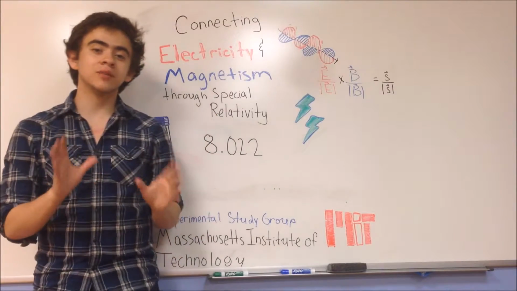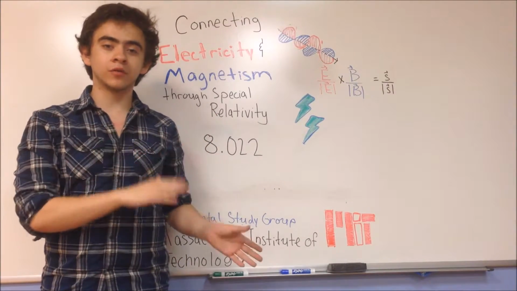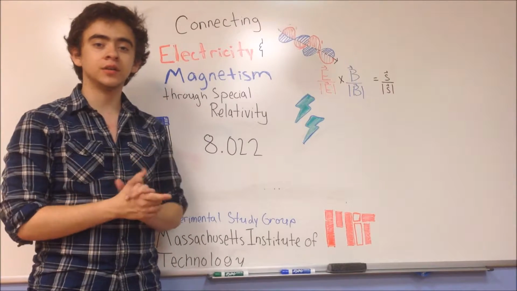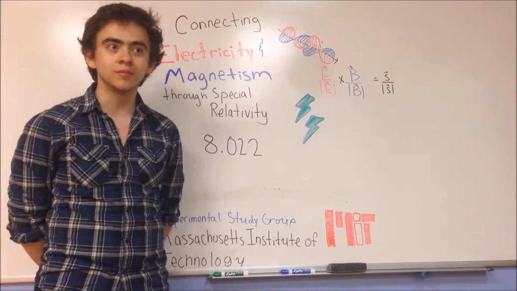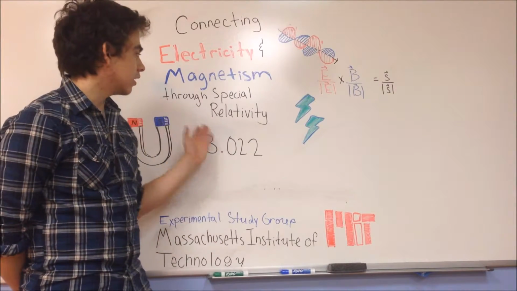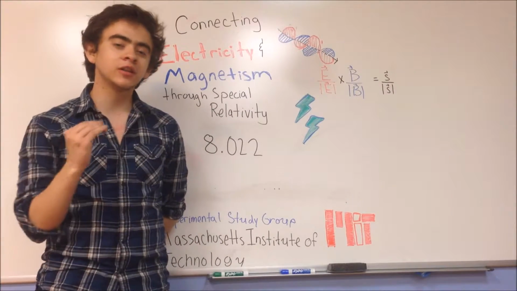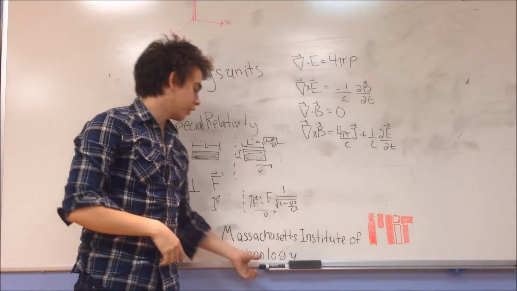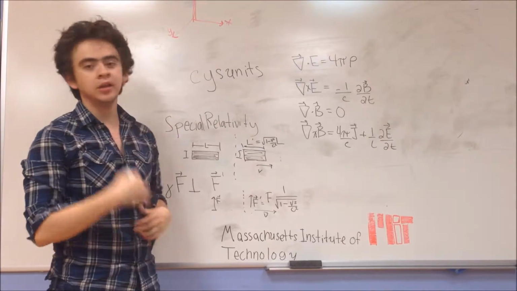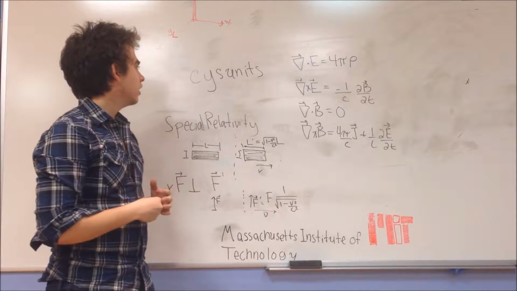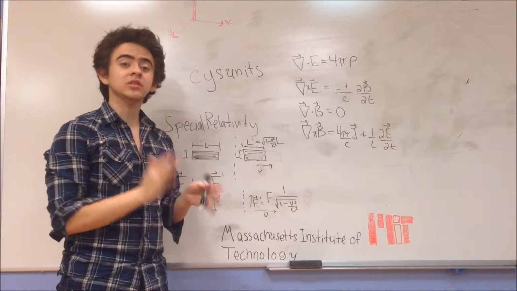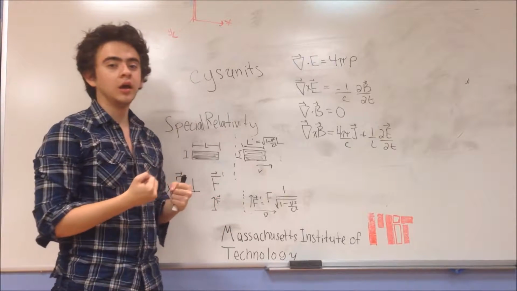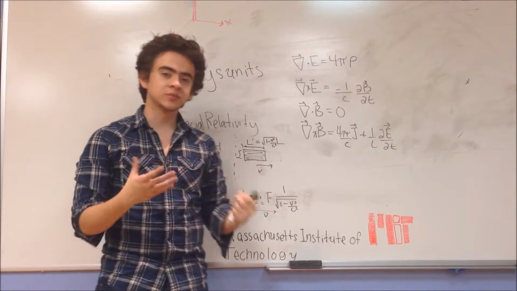Now, electricity and magnetism were connected way before special relativity by the work of many physicists, particularly Faraday and James Maxwell. But it turns out that special relativity gives a very clear explanation as to why they are the same phenomena. A caveat of this video is that we will be working in CGS units, centimeters, grams, and seconds. These are different from SI units because we use the statcoulomb instead of the coulomb as our unit of charge, so it makes many of the calculations different.